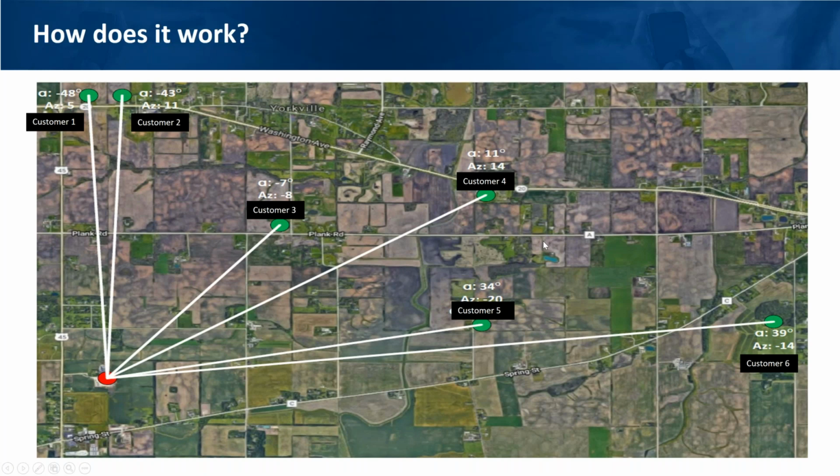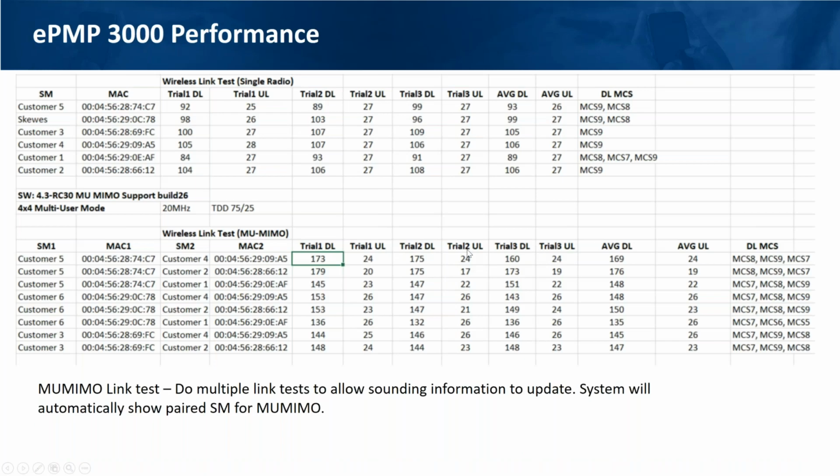Okay, let me give you some real world numbers. This always gets interesting. It's actually a pretty old software release. We've made some more improvements, but to give an idea of what you just saw on that sector, the top part here, customers 1, 2, 3, 4, 5, and 6. I forgot to change the name of the SKUs, but that's customer 6. You do a wireless link test, single radio, not doing a whole lot different, but the average downlink and average uplink is 93 meg and 26, 99 and 27. This is, of course, in a 75-25 ratio.